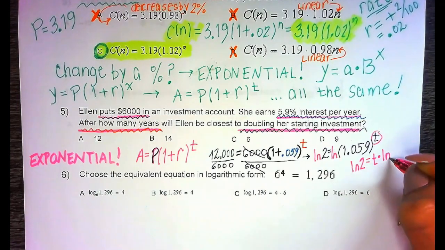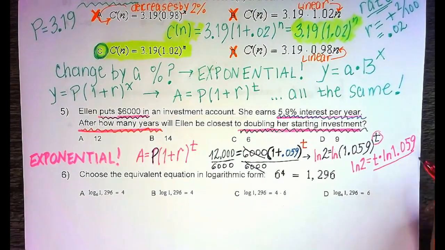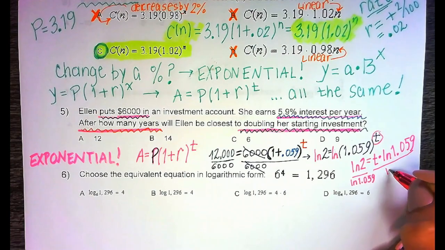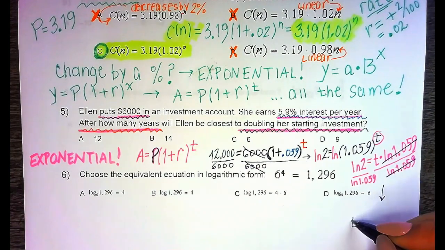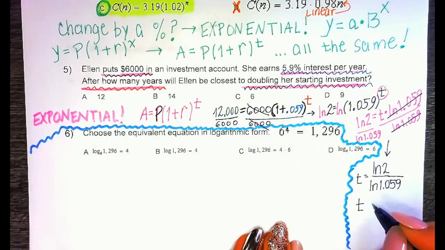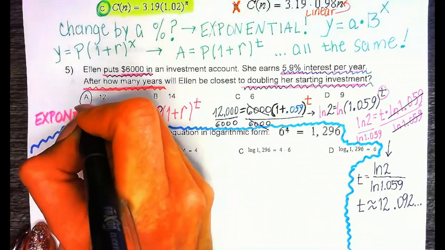If we take the natural log of both sides, we could also apply the power property, which allows us to bring the t variable out front and is what we really needed the whole time in order to solve our equation. Last step, we're going to divide both sides by the ln of 1.059, which gets us our final solution. T equals approximately 12.092, so 12.